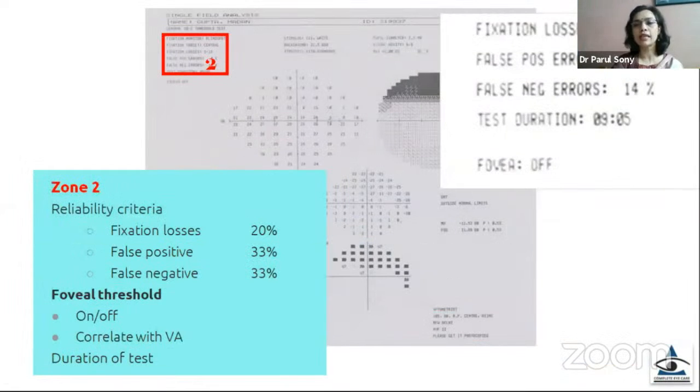Now moving on to the second zone, which is again of a lot of importance, which tells you about the reliability indices of the visual field. It talks about the fixation losses, the false positives and the false negatives.